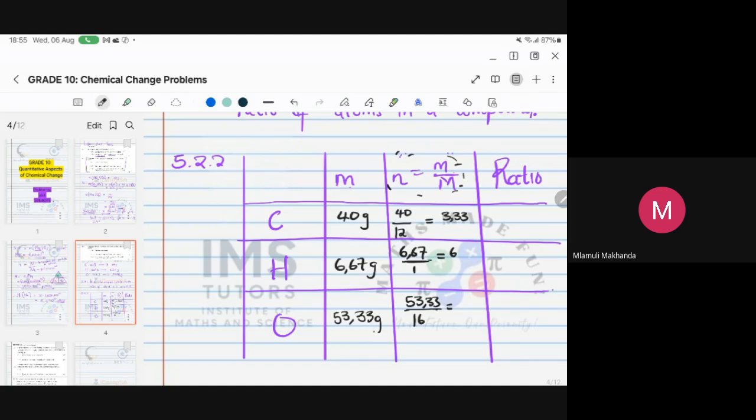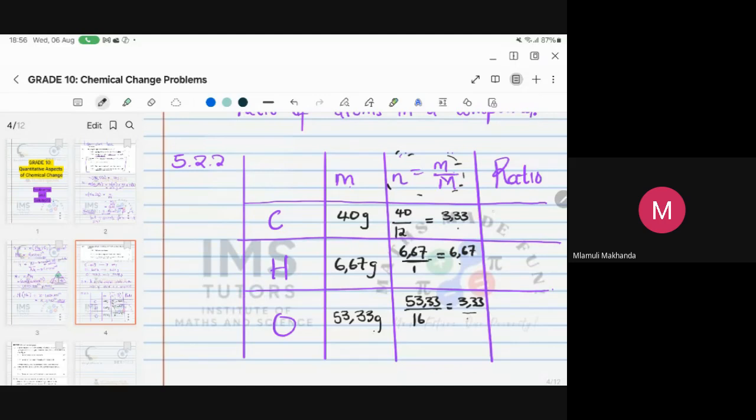And this is definitely 6.67. And 53.33 divided by 16 should give you 3.33 as well. Then you take the ratio. So you take the smallest number of moles that you found, which is 3.33 in this case, and you divide all of the other ones by it.